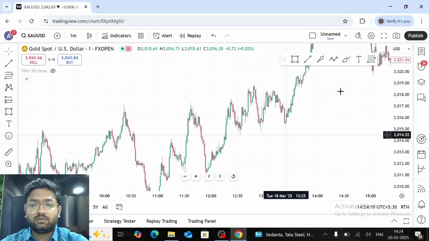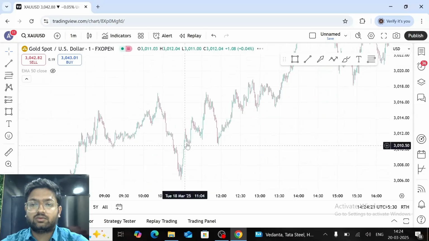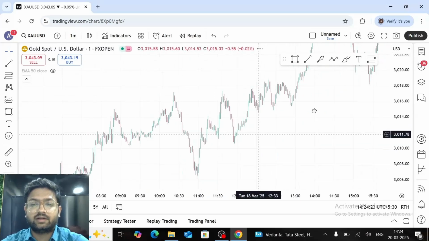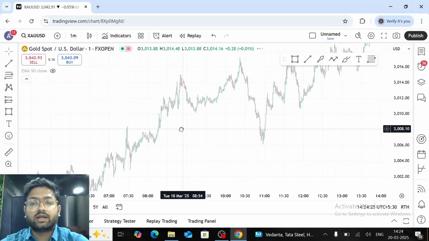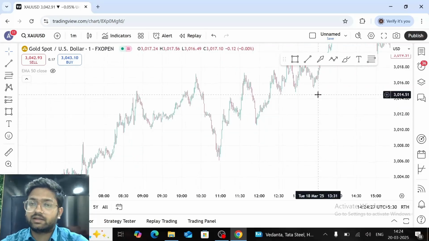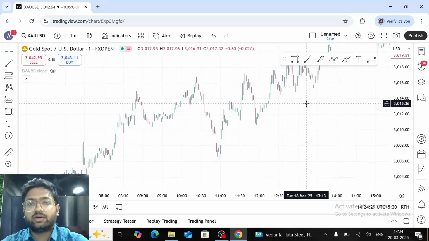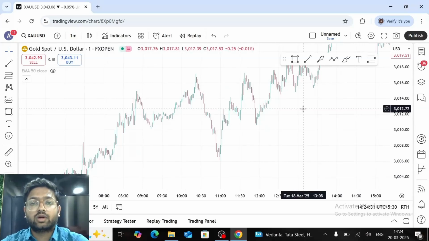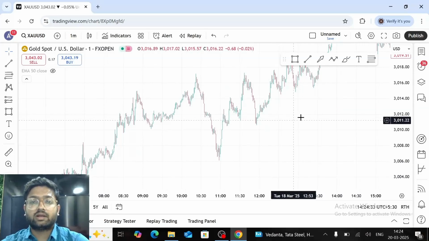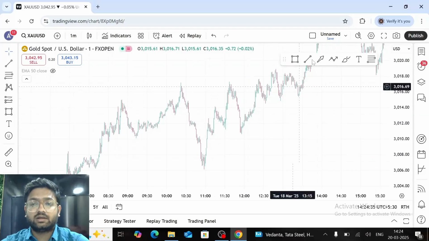Okay, see here, once you identify the market is trending, you need to identify the higher high, higher low in the uptrend. In the similar way, if the market is in the downtrend, you need to mark the lower high, lower lows, so that you are able to identify the strategy in a very clean way.